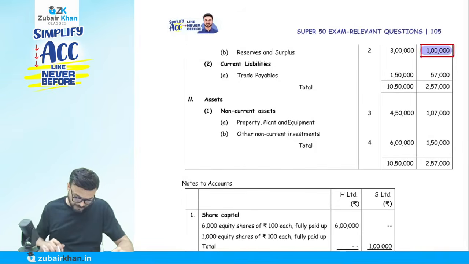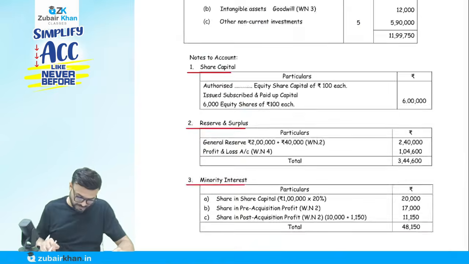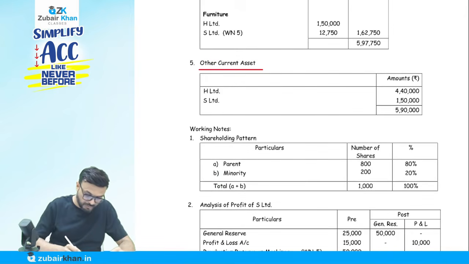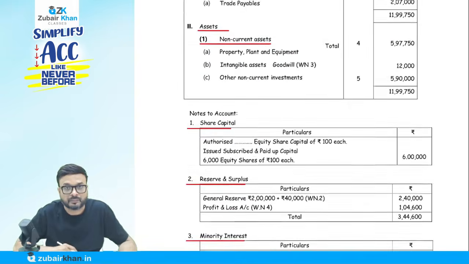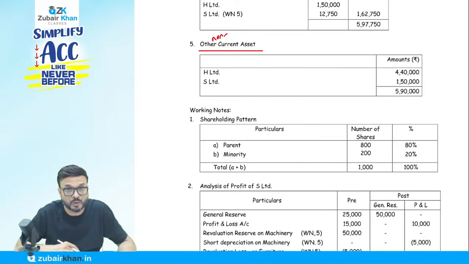Okay, just give me a minute. Non-current asset should be other non-current. Okay, other non-current asset, that is. Okay, now understand.